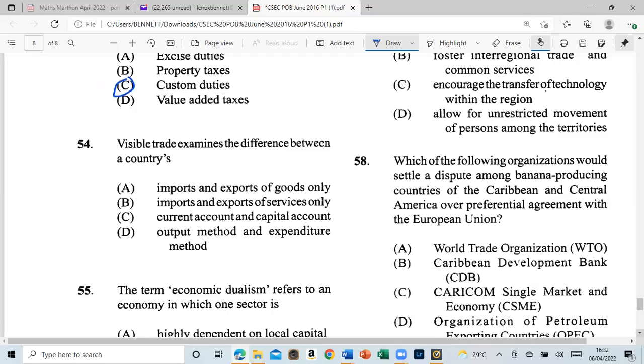Visible trade examines the difference between a country's: A, imports and exports of goods only, B, imports and exports of services only, C, current account and capital account, or D, the output method and expenditure method? And that is A, imports and exports of goods only. All right, we have made it to the end of that section.